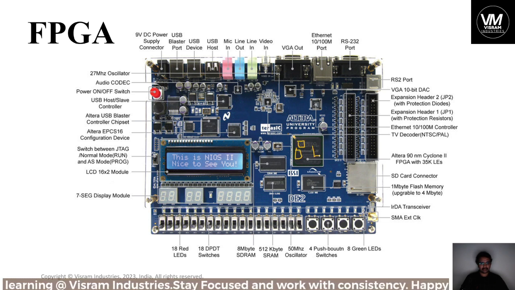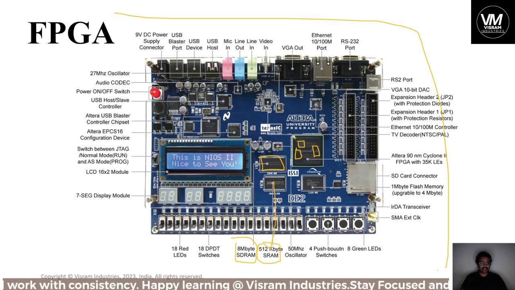Sitting inside the core processor, and these are the RAMs and SDRAM, some block RAMs, SRAMs, and flash memory. So yeah, this is the architecture of FPGA, you can see.